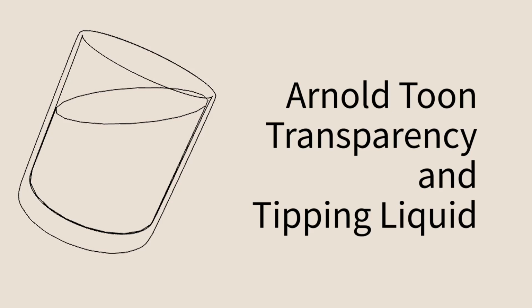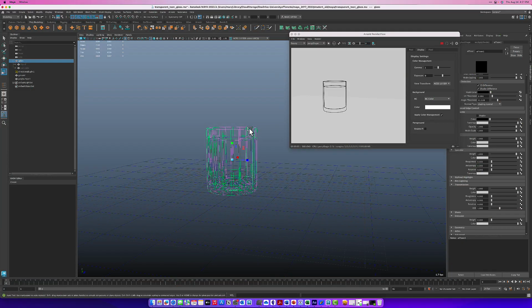In this tutorial, we're going to look at a way to make a glass of liquid that, when tilted, the liquid inside will stay level with the ground. So if you wanted to show somebody starting to drink a glass of liquid, delicious glass of liquid, you can do this. There's nothing fancy, just using a boolean.